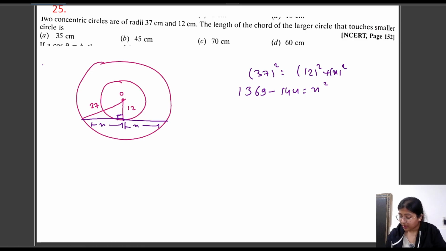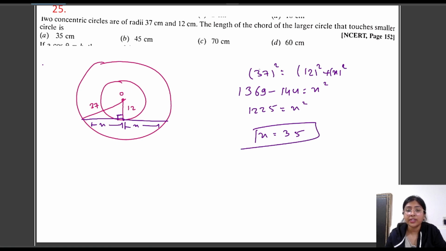Subtract this from 144. It will be 1225 is equal to x square. So the value of x is the square root, yes, 35. If the value of x is 35, the length of the chord AB will be twice of 35. That will be 70. Option number C. Okay, learners.